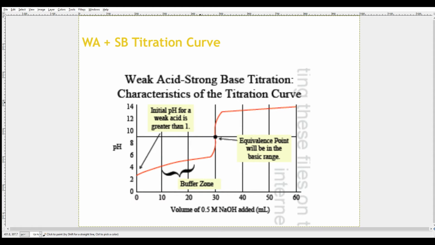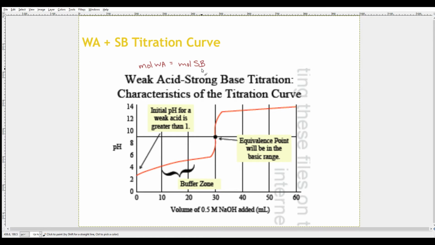Okay, well, here it is again. So there it is, equivalence point. Now in this case, when you're titrating a weak acid with a strong base, when the moles of your weak acid are equal to the moles of your strong base, is it going to be neutral, like when you had a strong acid and a strong base?